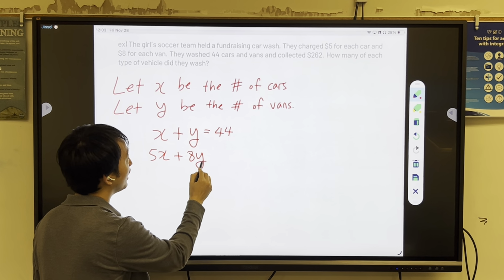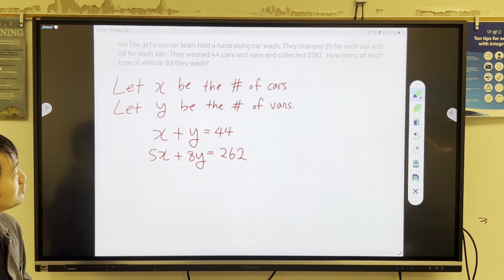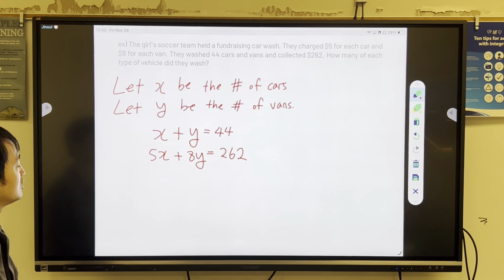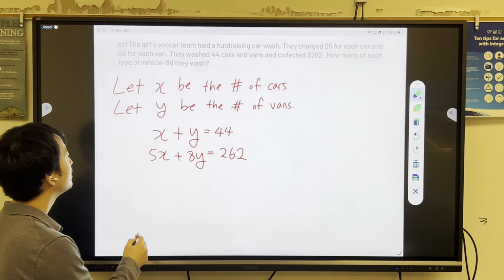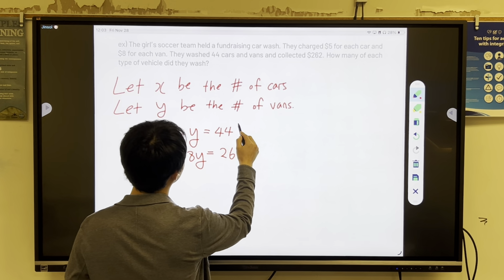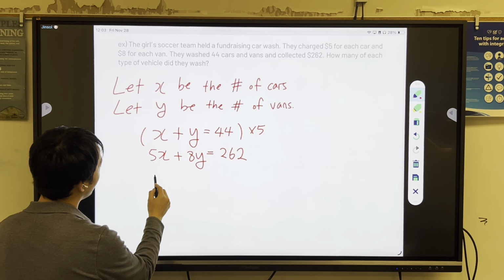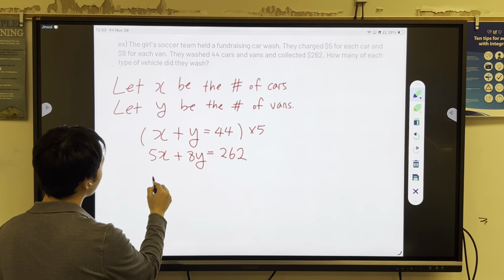For this one, I think it's going to be easier if I use the elimination method. To do the elimination method, we need to multiply one of the equations by a certain number so that the variables are matching. In this case, I'm going to multiply the first equation by 5. So x times 5, y times 5, and 44 times 5, which is 220. Let's rewrite the second equation.